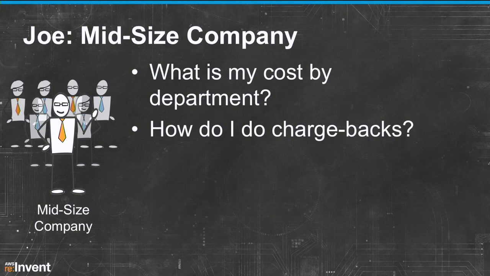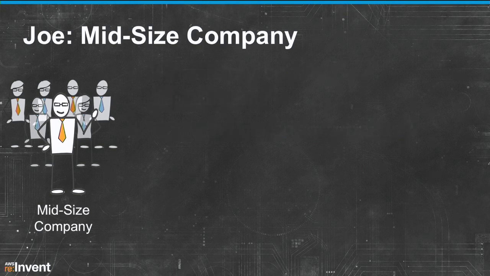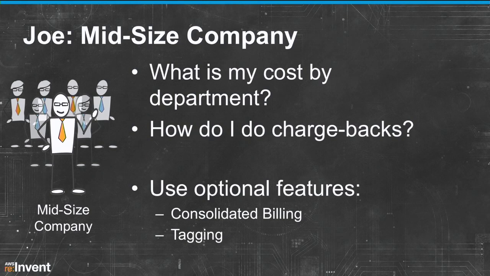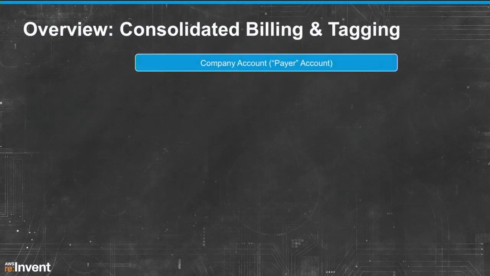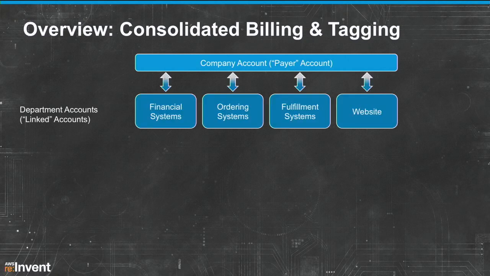Let me go back for a second. There are additional optional features that Joe or you would want to use to set up a structure like this. Those are consolidated billing and tagging. Consolidated billing enables you to mark one of your accounts as a payer account. It's the main account that will be responsible for all the costs associated with you running on AWS. And then you create sub-accounts, or what we call linked accounts, for your departments.